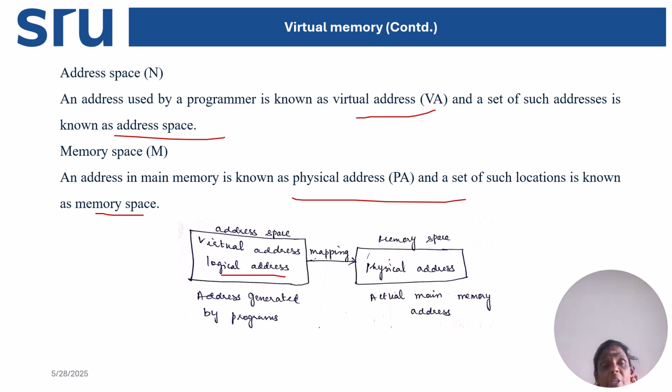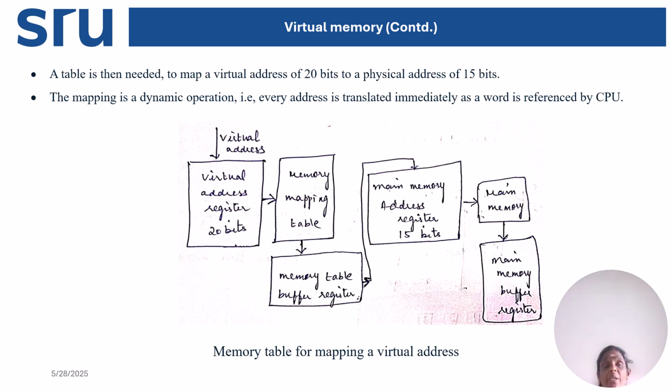And this is memory space. Memory space means physical address, and it is the actual main memory address. The other is the address generated by the program. Both will be operating in coordination. A table is then needed to map a virtual address of 20 bits to a physical address of 15 bits.